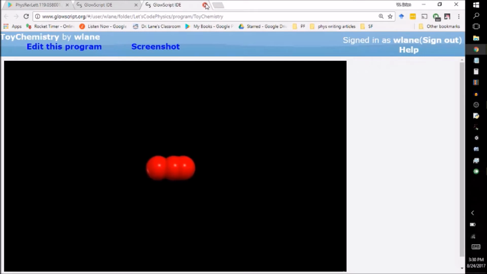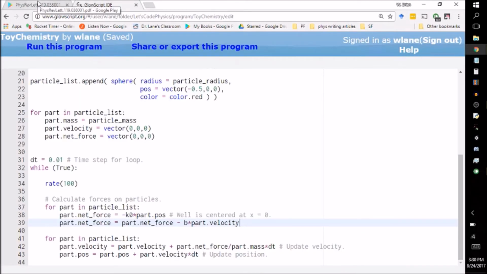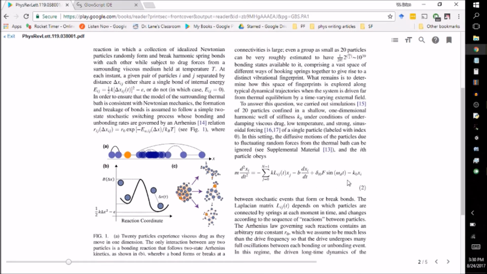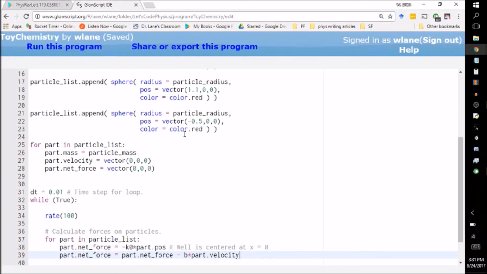All right, so with that, we can add in the next piece, which is a driving force. Now here, for the sake of simplicity, they're only driving one of the particles. And that particle is sort of sharing that extra input of energy through all of the bonds formed with the other particles. So let's set it up to where we just have one of the particles being driven.